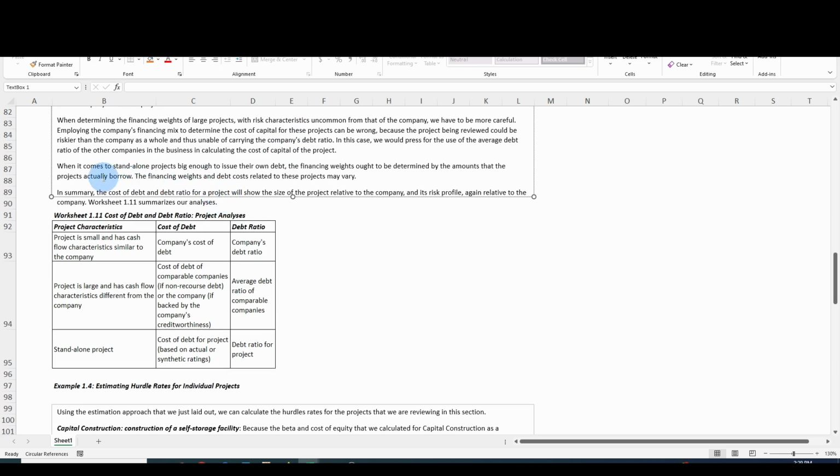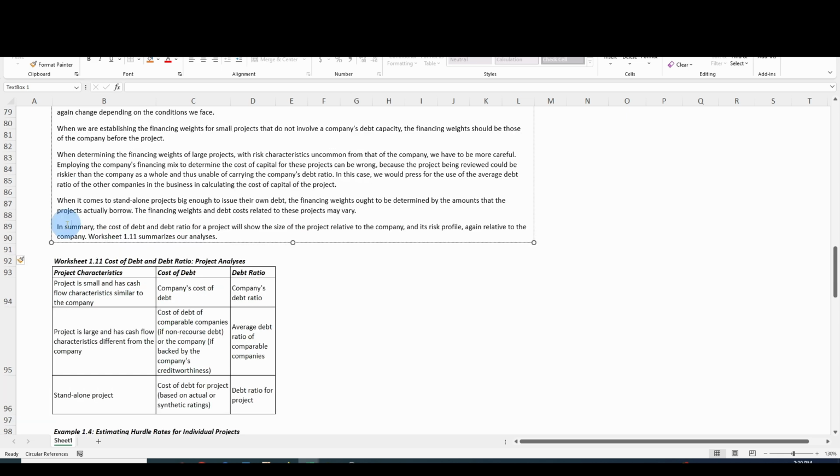When it comes to standalone projects big enough to issue their own debt, financing weights ought to be determined by the amounts that the project actually borrows. The financing weights and debt costs related to these projects may vary. In summary, the cost of debt and debt ratio for a project will reflect the size of the project relative to the company and its risk profile, again, relative to the company.